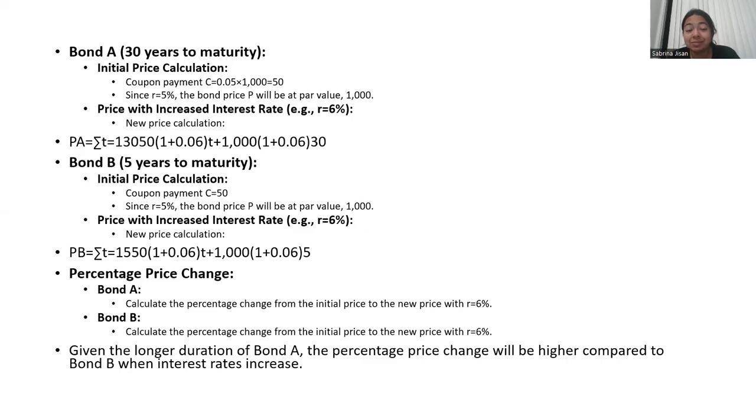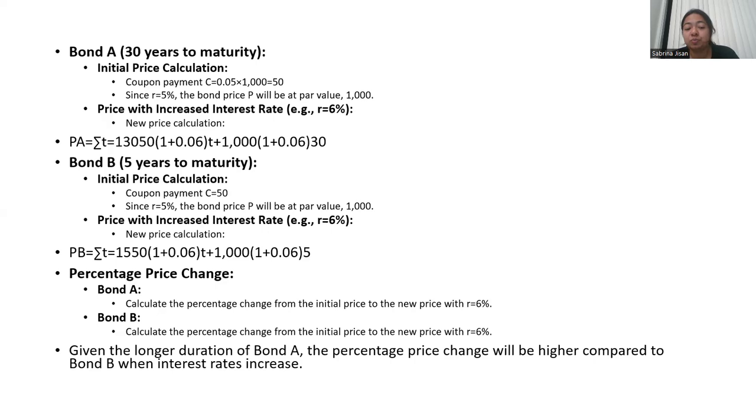Price with increased interest rate: since R is 5%, the bond price P will be at par value, $1,000. Then the interest rate rises to 6%. Bond B, 5 years of maturity, coupon payment: since R is 5%, the bond price P will be at par value, $1,000. So the price will change when the interest rate rises to 6%. So I just calculate the bond A and bond B prices.